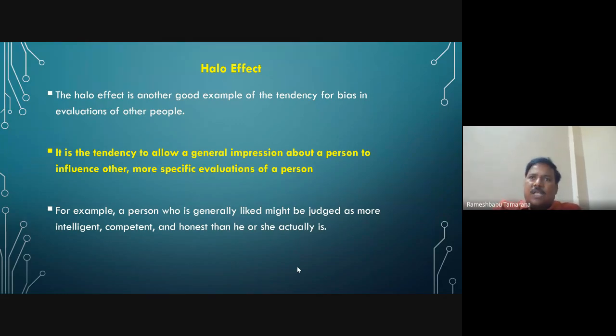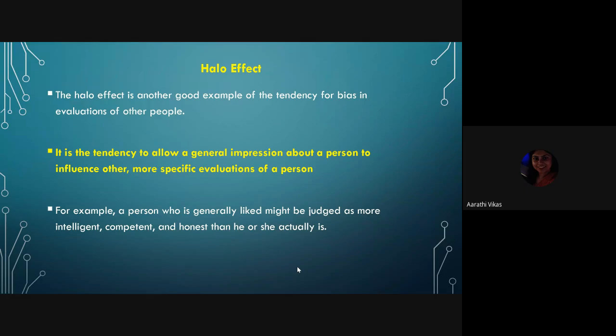Sir, in the example that you said about the Nirbhaya case, in that case, what would be the situational attribution?